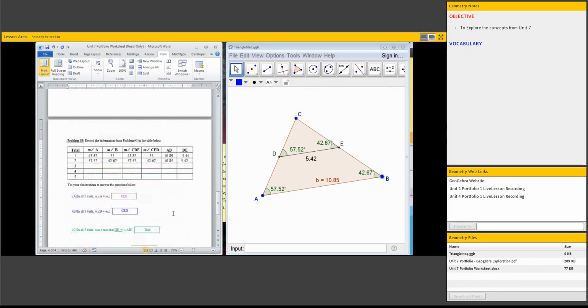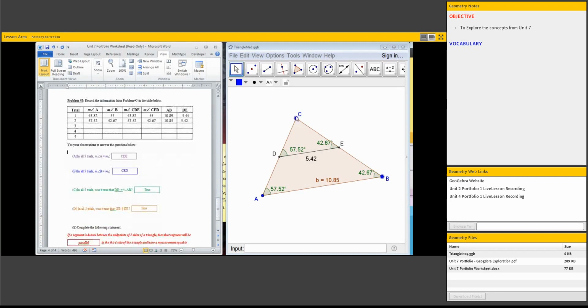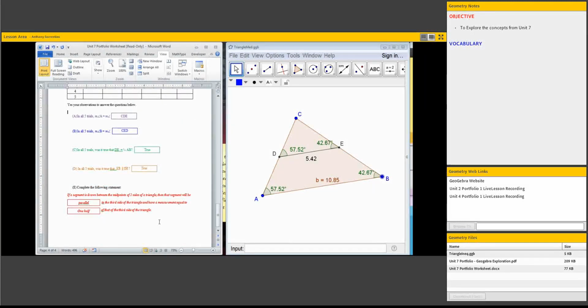Basically at this point, all you need to do is get this triangle built and get your data filled in here, and these are the results you should get. As long as you're constructing the triangle the same way I constructed mine, you should be able to get the same results for all of these as well. So that's all I have at this time.